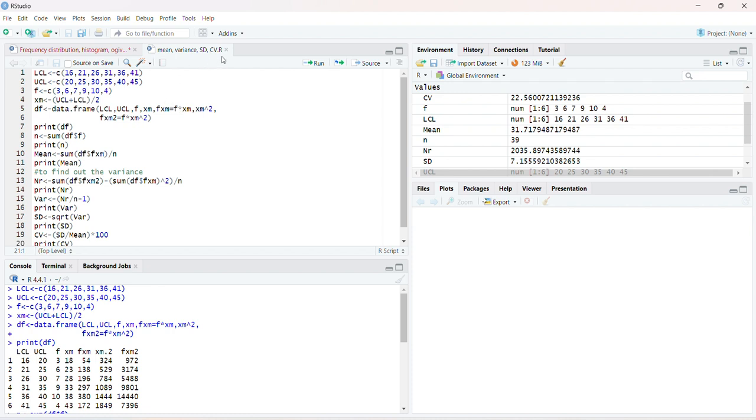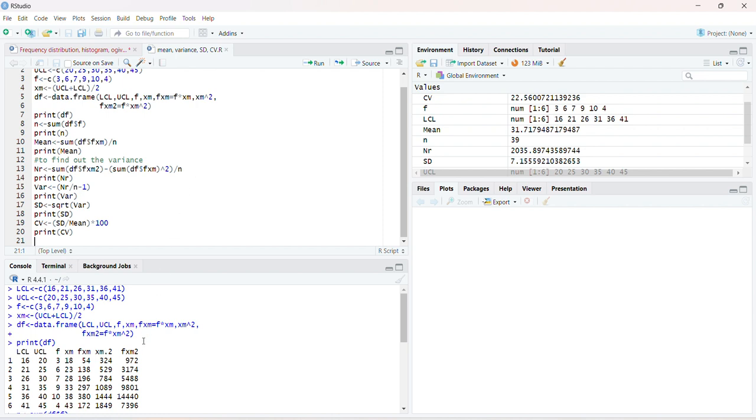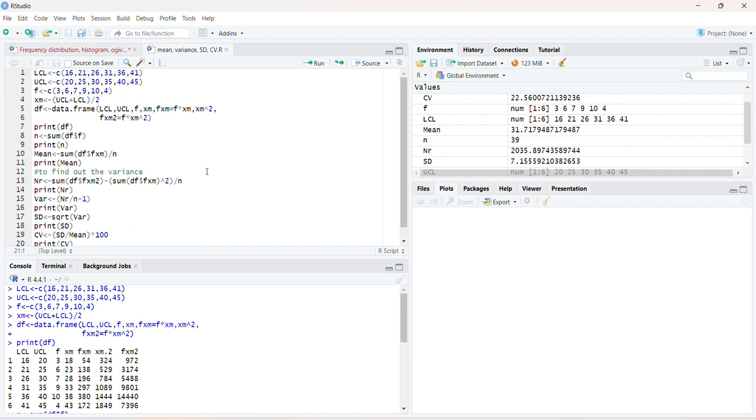Now see here, when you save the document, it will be saved by default as a .R file. You can see this also: the graph and the command we have given are saved as .R files. You can also see the environment column, which gives you the values. I hope you could understand this.